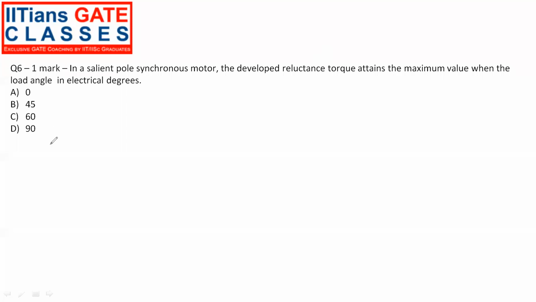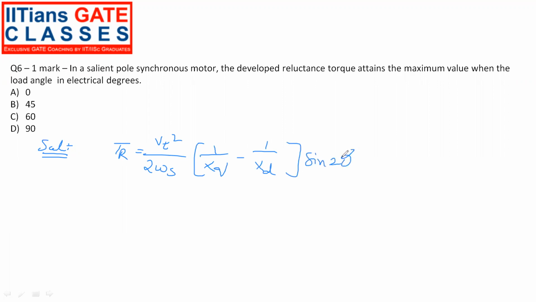Let's see the solution, guys. For a salient pole motor, the expression for reluctance torque is TR equals terminal voltage squared by 2 omega s, synchronous speed, into (1 by Xq, quadrature axis reactance, minus 1 by Xd, direct axis reactance) into sine 2 delta. The reluctance torque is maximum with respect to load angle, so we differentiate dTR by d delta and equate to 0. Then we get delta equal to 45 degrees, guys. So the answer is B.